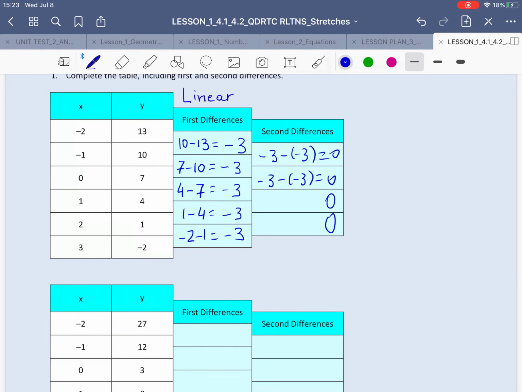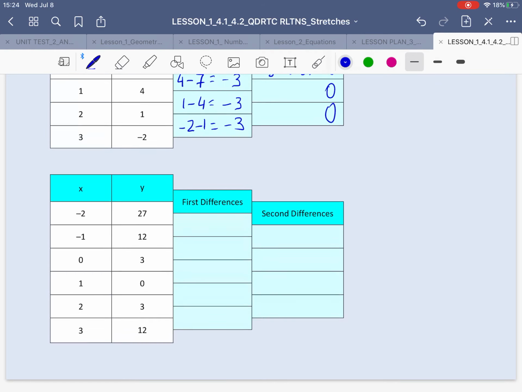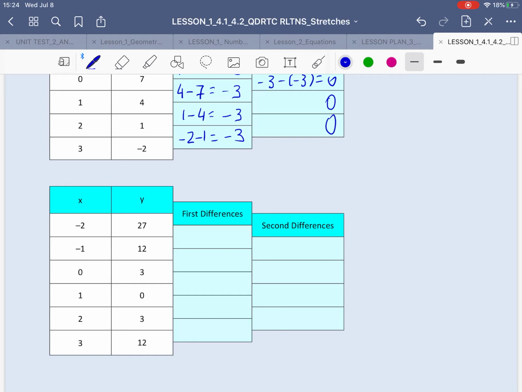Now we're going to take a look at another relation. Here we have, again, a similar chart. Here goes x, here goes y, and we're going to find the differences in the same fashion. Again, we subtract the first from the second, which means we go 12 minus 27, 3 minus 12, 0 minus 3, 3 minus 0, 12 minus 3.